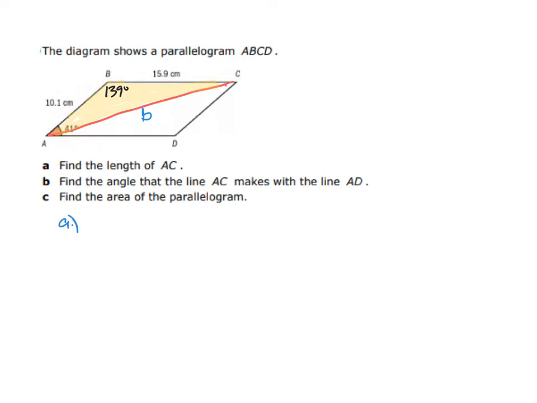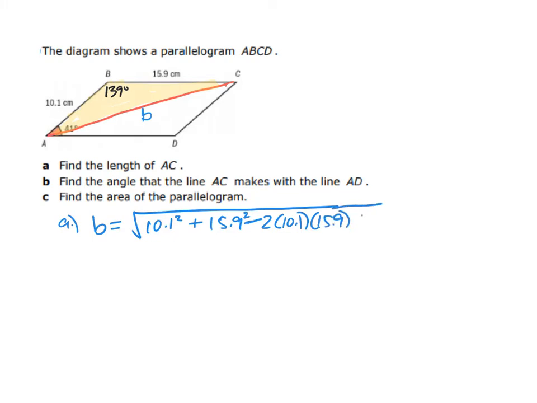So to find b from law of cosines, I know that b is going to be equal to the square root of the sum of the squares of the other two sides. So that would be 10.1 squared plus 15.9 squared minus 2 times 10.1 times 15.9 times the cosine of that included angle, which is 139 degrees. So if you don't remember the law of cosines, remember it is in the formula booklet. You can always look it up, okay?